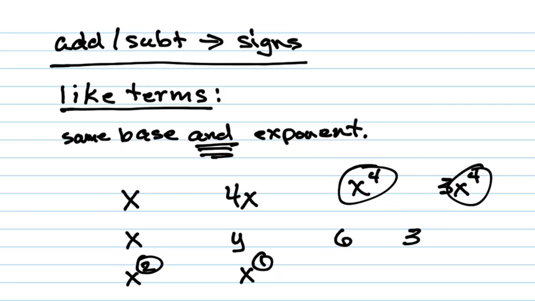Are 6 and 3 like terms? Sure they are. They're both number terms, right? Don't forget that you can still have number terms. They're just not algebraic. Why do I say they're not algebraic? Because they don't have a variable.